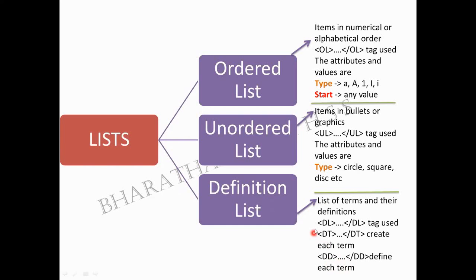In between a DL tag, in between an open and close DL, you can have as many DT and DD as you want. No compulsion that only one should be given. You can have more than one definition inside your DL tag. Is it clear? We'll just see a quick example regarding this and then we'll move on to the next topic.